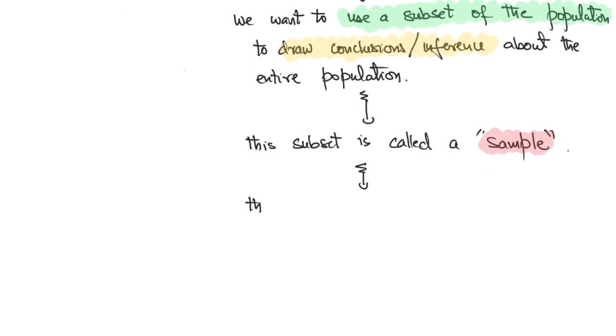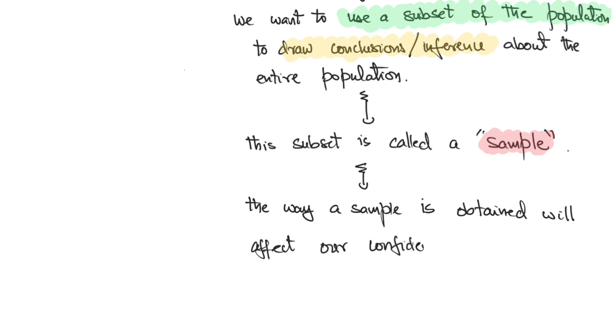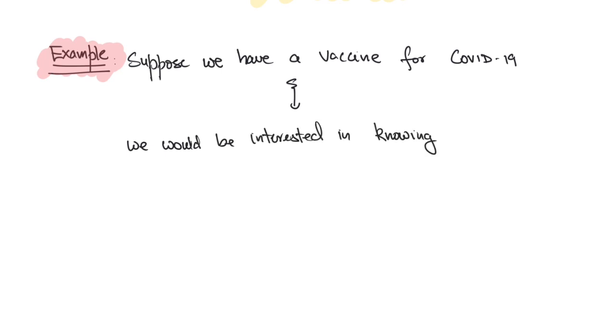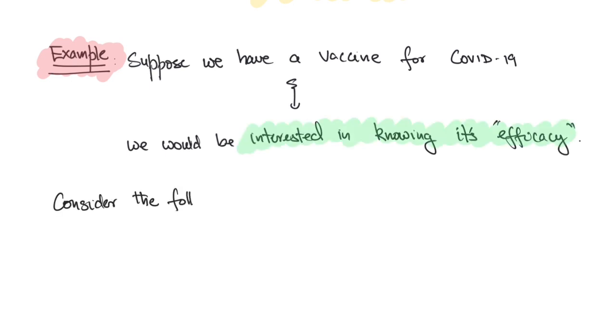The way or the process in which the sample is obtained will affect our confidence in the conclusions that we derive using it. We will work with a small example here. Let's deal with the hypothetical situation where we want to test the efficacy of a vaccine for COVID 19. So assume we have a vaccine for COVID 19 and we are interested in knowing its efficacy. So we can consider the following experiment.